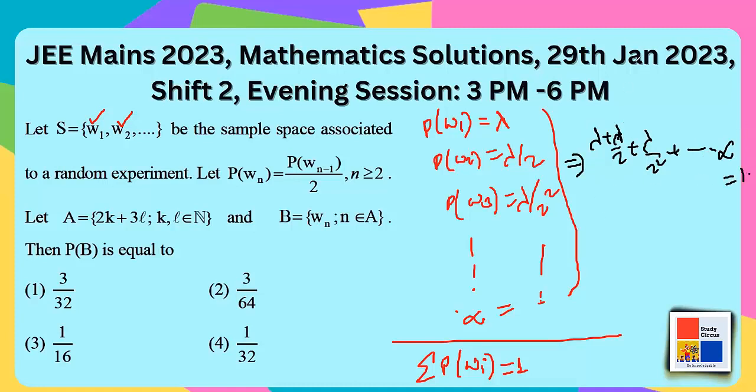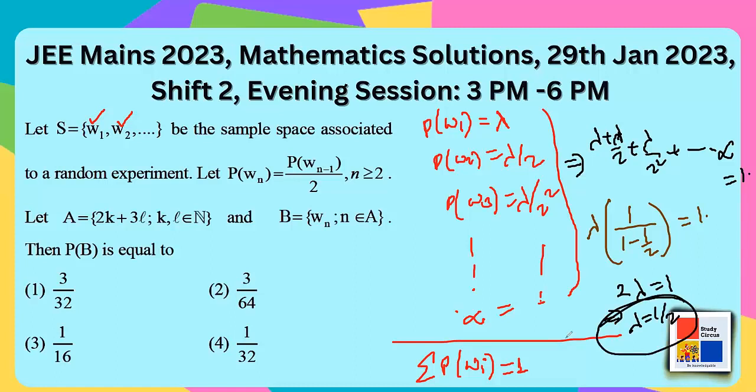So this is a GP with common ratio 1 by 2. I can write this as lambda, the first term, upon 1 minus 1 by 2, and this is equal to 1. That means 2 lambda is 1. So you are getting lambda is equal to 1 by 2. That means the probability of W1 happening is 1 by 2, right?